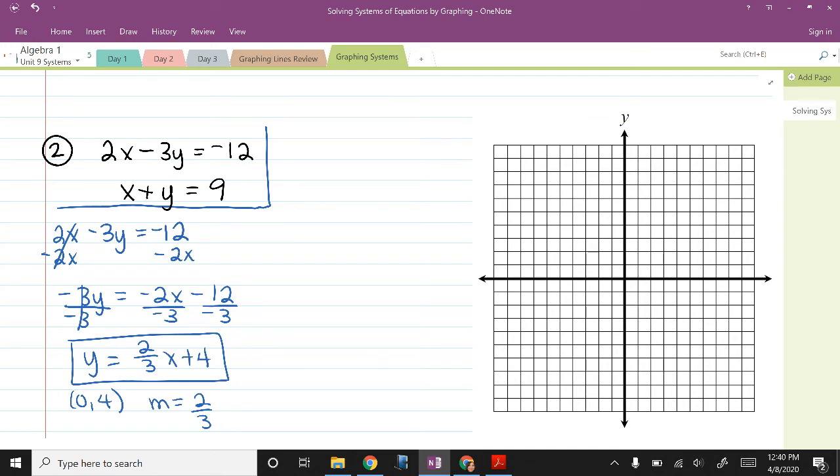So 0, 4 is my y-intercept. So put your point there. That slope is 2/3. So I'm going to go up 2 spaces, to the right 3 spaces. So up 2, right 3. We're going to keep on going a few times. All right, all your dots should line up in a row. And then I'm going to go backwards a few times. Down 2, left 3. Down 2, left 3. Down 2, left 3. And I'm going to double check, make sure my points are all in a straight line.